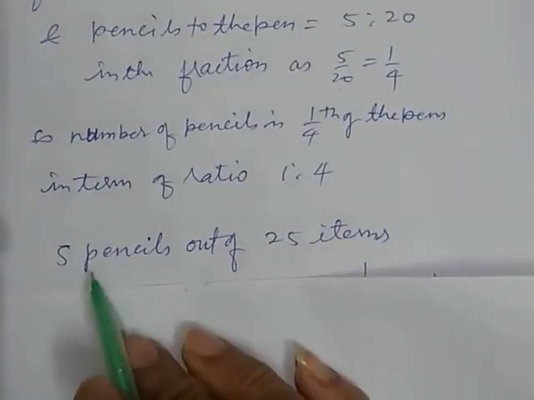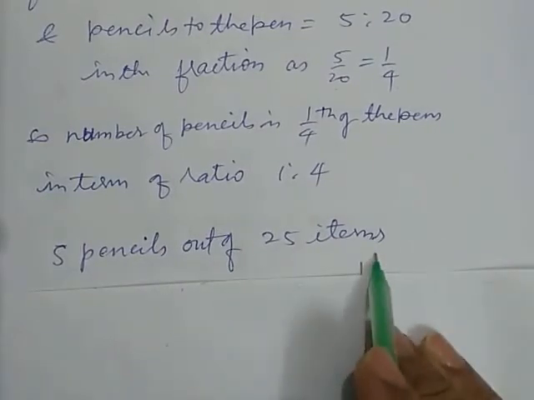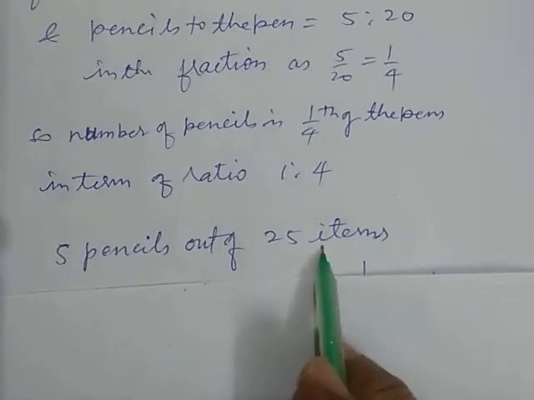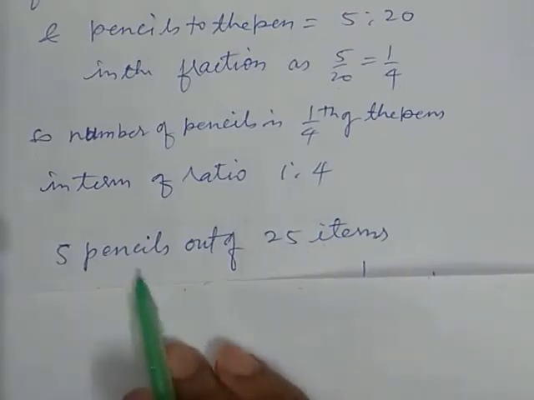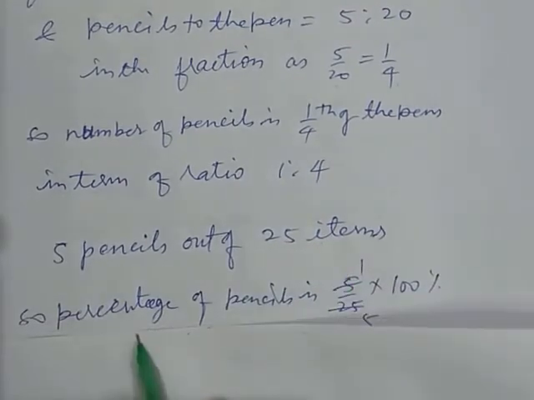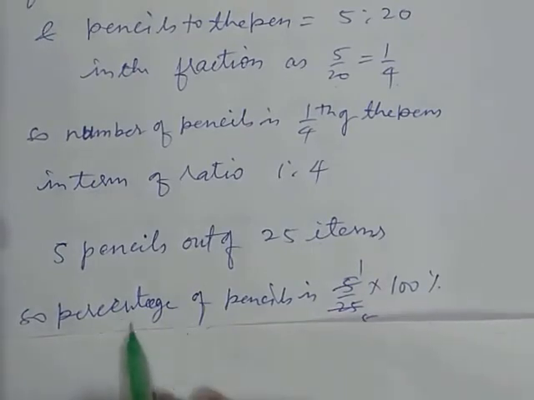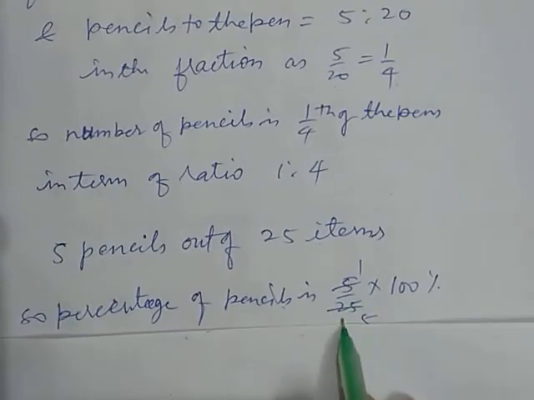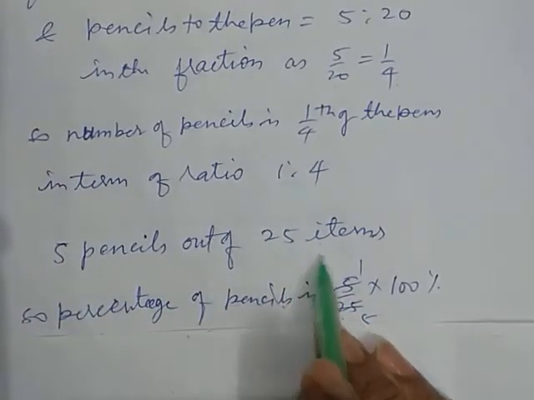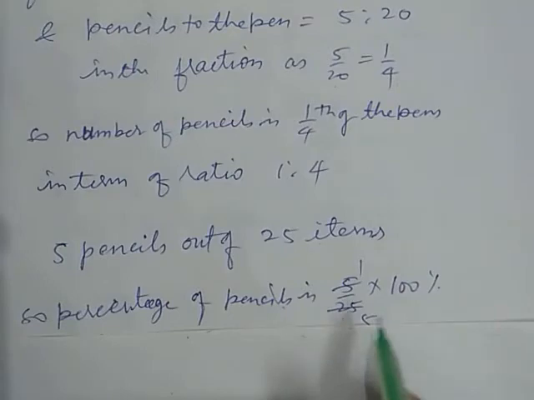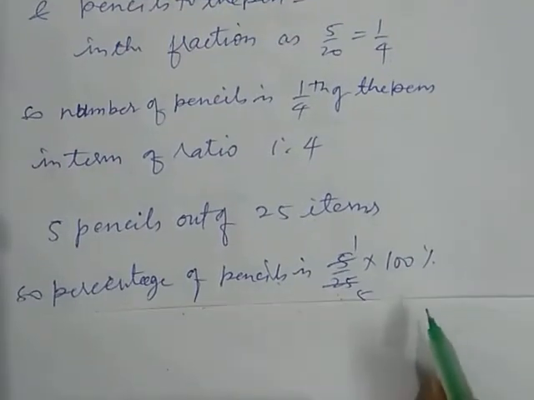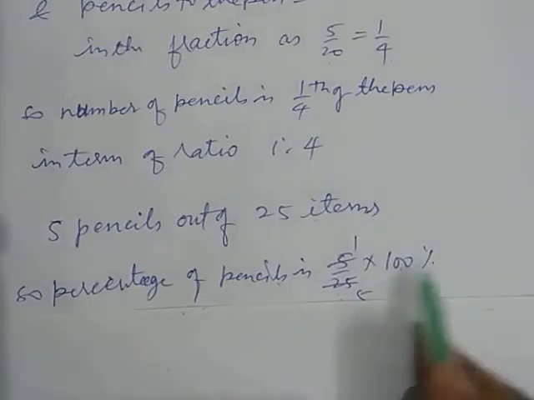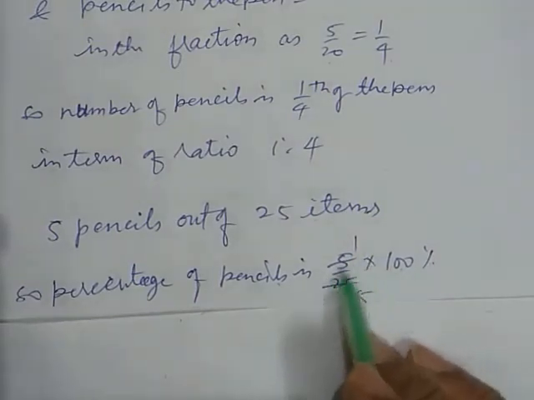Now, 5 pencils out of 25 items. The total items are 20 pens and 5 pencils, that is 25 items. So 5 pencils out of 25 items. If we want to take the percentage of pencils, it is 5/25. 5 is the pencils and 25 is the items, so 5/25. To convert it into percentage, we have to multiply it by 100. So this becomes percentage. Now simplify this.